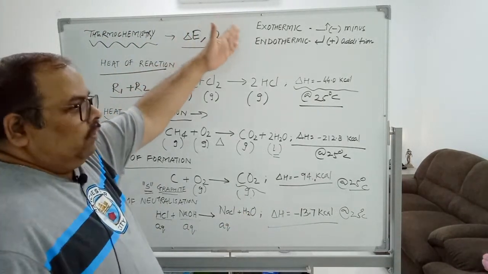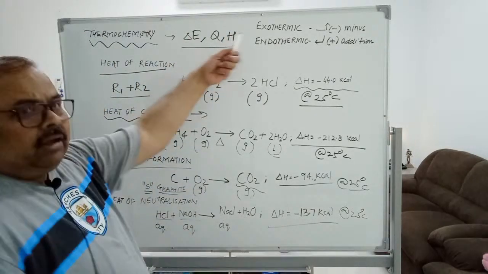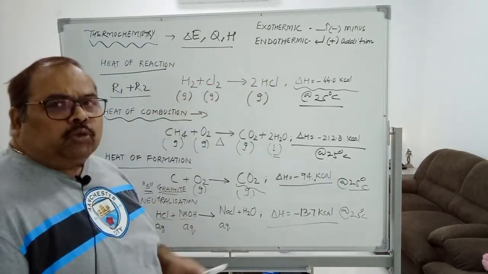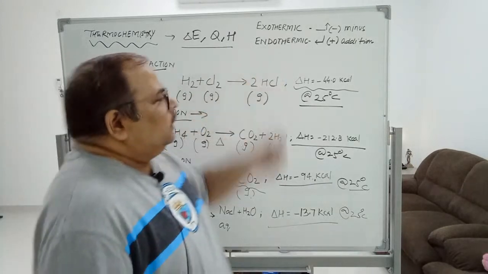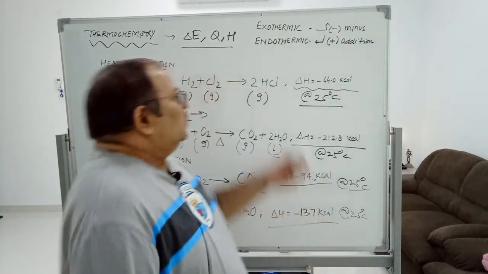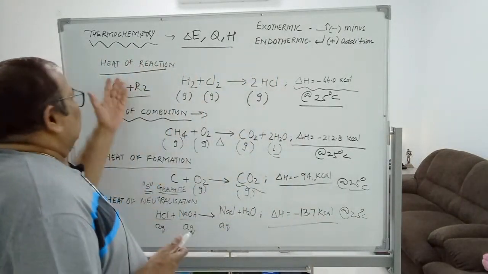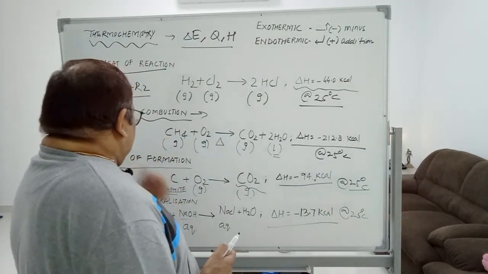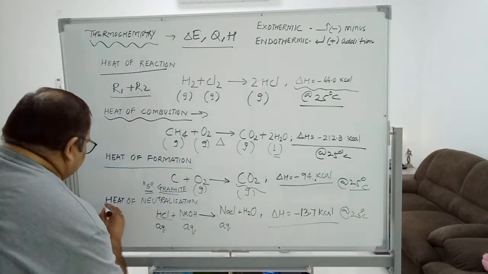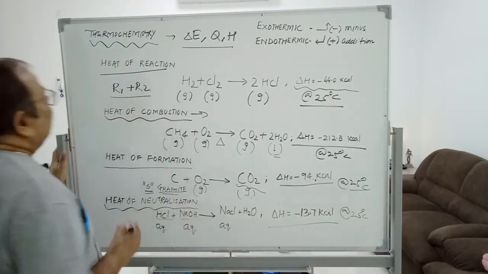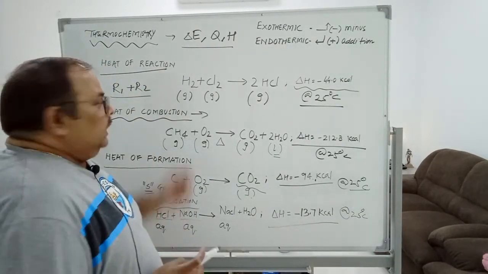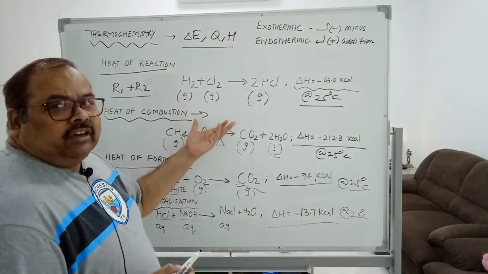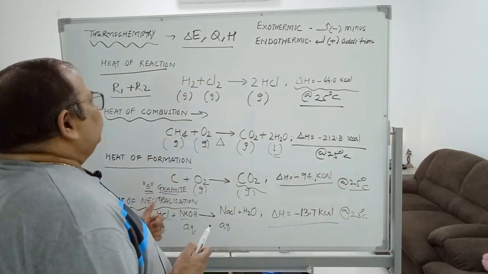In thermochemistry, you will find the reactions are either exothermic or endothermic. Heat evolves during the process of reaction: exothermic. Heat is absorbed by the system: endothermic. Then heat of formation, heat of reaction, heat of combustion, and heat of neutralization. Now you see, as the name indicates, heat of reaction means two reactants react and form products.